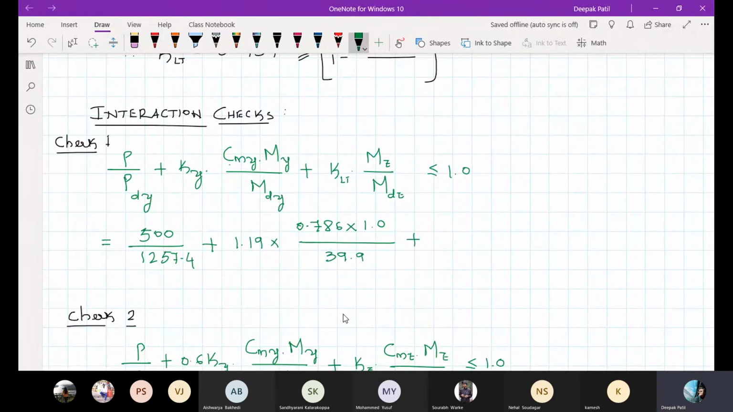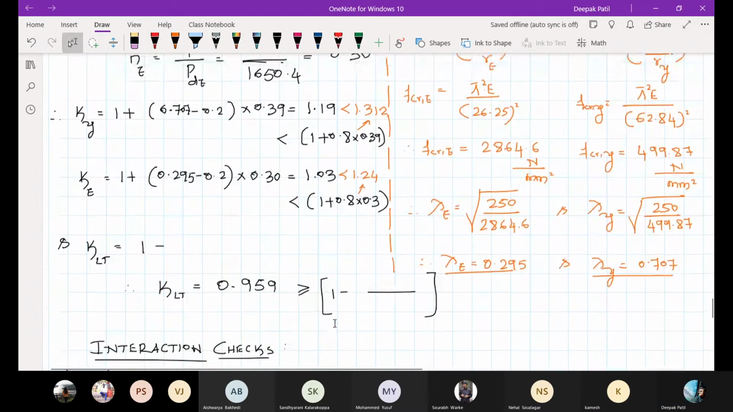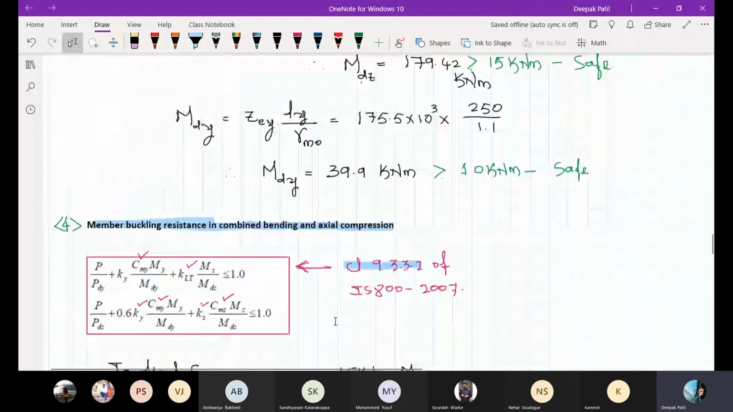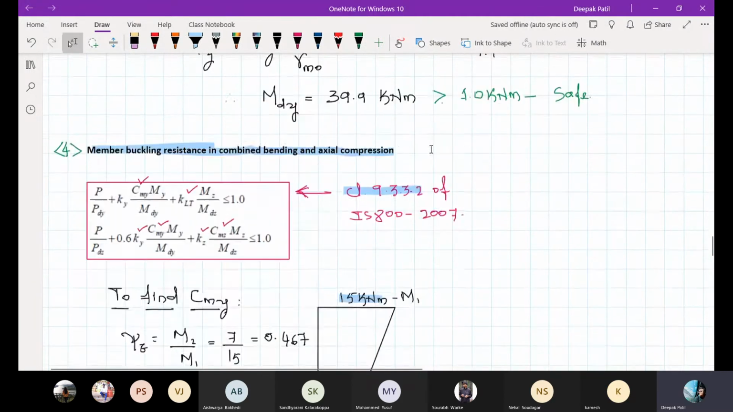Okay, plus once again KLT. KLT also we have calculated, 0.959, multiplied by MZ. MZ is the maximum bending moment applied on the column along major axis. That is 15 divided by MDZ, also we have calculated. MDZ is 179.42. You can see here 179.42.